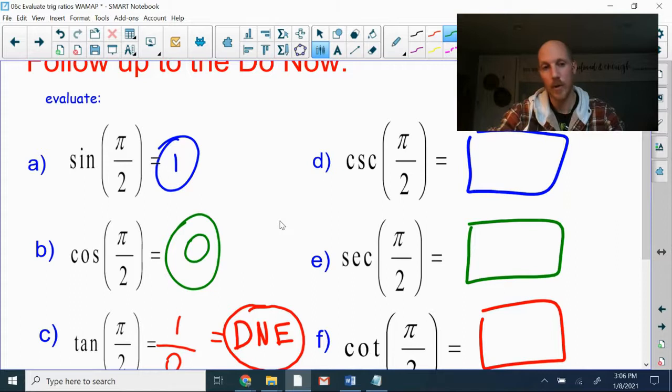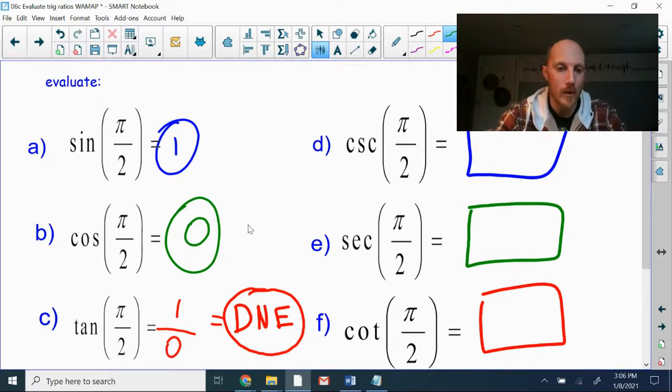You saw this in the first part of the do now. Pi over 2 is a quadrantal angle. It lies on the y-axis. So we've already seen the possible answers here. We got 1, 0, and does not exist. We've got to pay attention to which one is which.